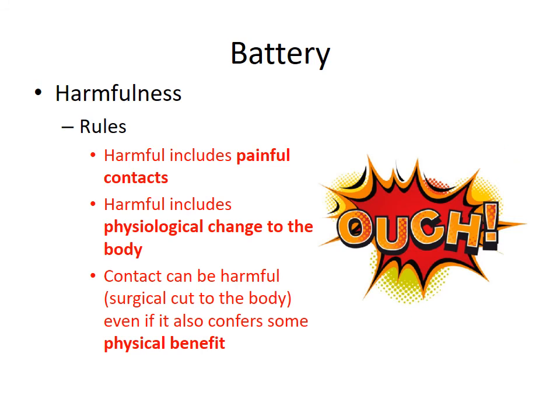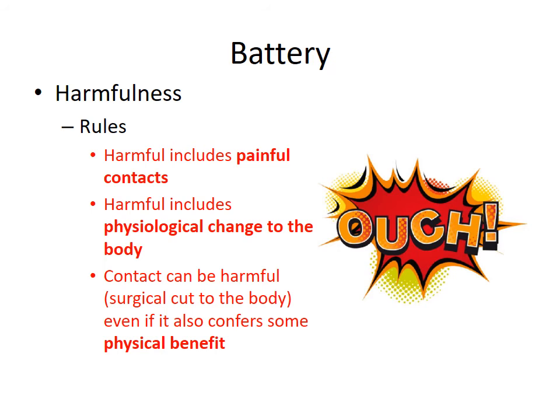Unlike the concept of offensiveness, the concept of harmfulness is a lot more clear-cut. A harm certainly includes painful contacts to the body, and it certainly also includes any contact that would cause physiological change to the outside of the body, like a bruise which causes some broken blood vessels or perhaps broken bones. But it also might include injuries that are internal to the body, that might be caused, for example, when someone is given a poison and the poison winds up causing damage to the internal organs.